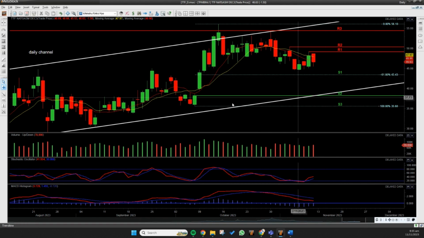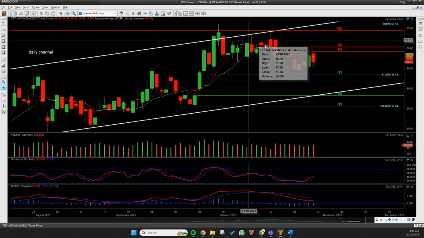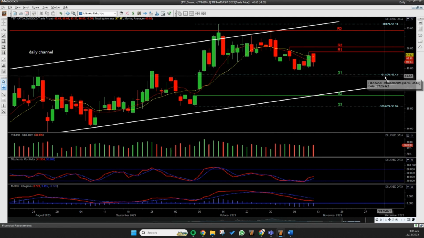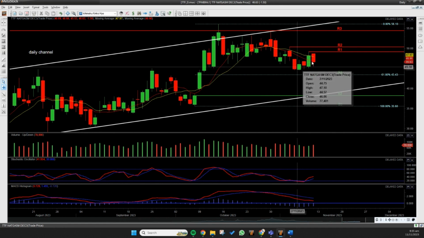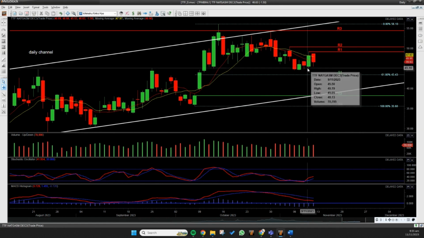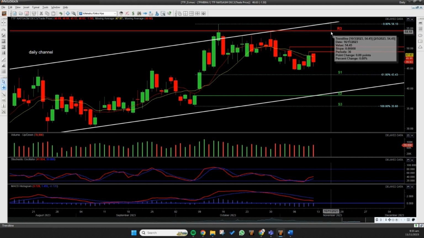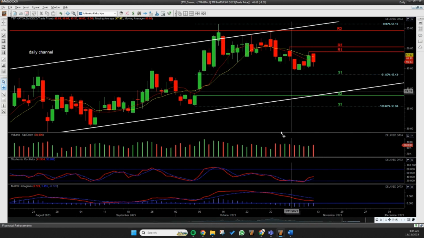61.8% Fib retracement. So we are trying to retrace the up leg. 50% was somewhere here, and now we're at the 61.8%. So this should be bottoming, the market should be bottoming out. And now the idea is maybe to move higher. But is that really going to happen?